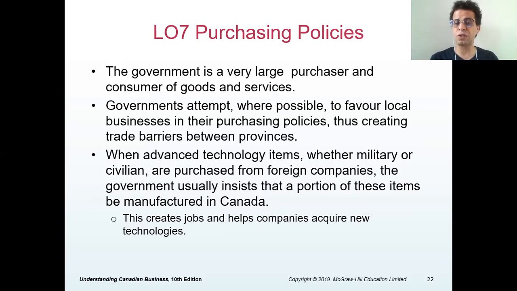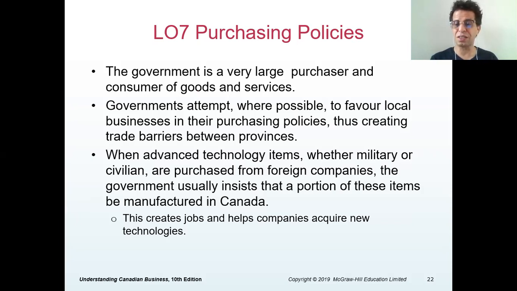Then what we have is called purchasing policies. The government is a very large purchaser, a very large consumer of goods and services in general. Government attempts, where possible, to favor local businesses in its purchasing policies. So they would rather buy from local businesses, thus creating trade barriers between provinces.